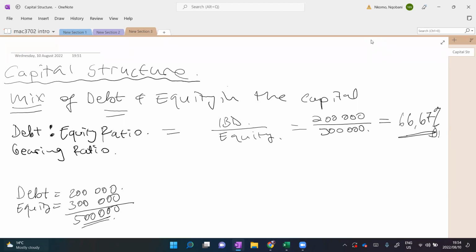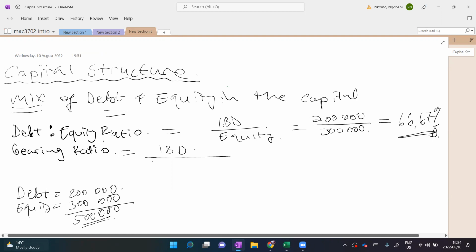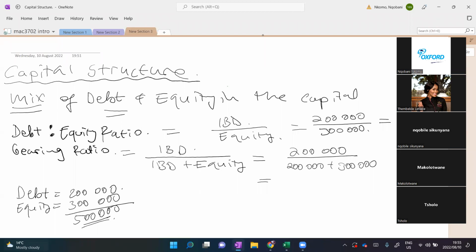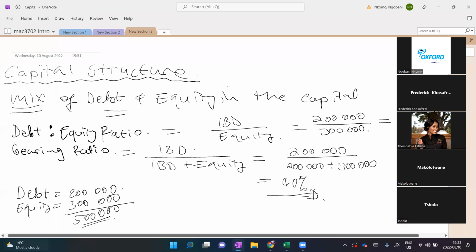Then we come to the gearing ratio. The gearing ratio will be slightly different from the debt to equity ratio, in the sense that we just look at the interest-bearing debt divided by the total capital of the entity, which is your interest-bearing debt plus equity. So in this case, it will be 200,000 divided by 200,000 plus the equity of 300,000. Our gearing ratio is equal to 2 divided by 5. How much do we get there? 2 divided by 5 is equal to 40%. So that is your capital structure.